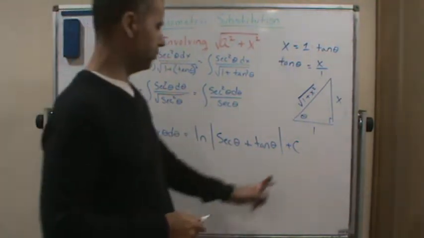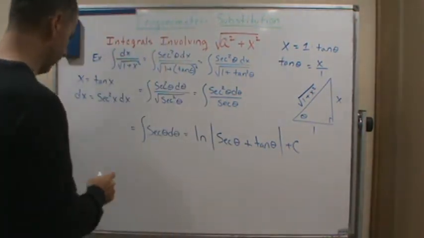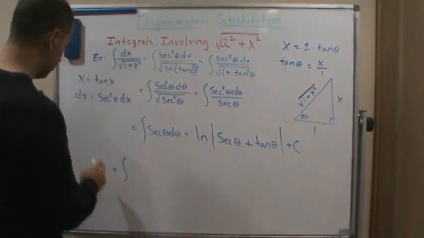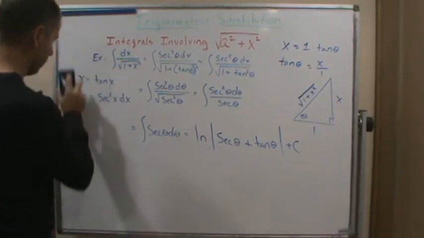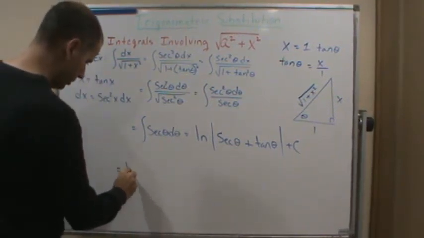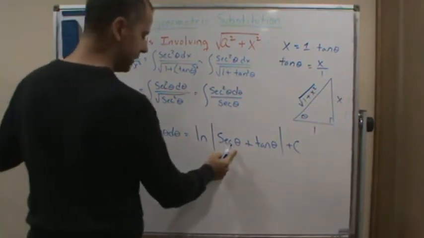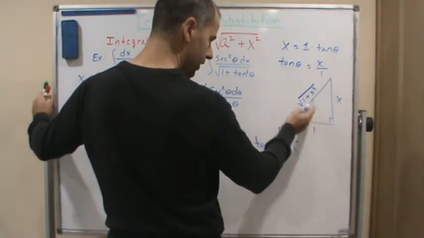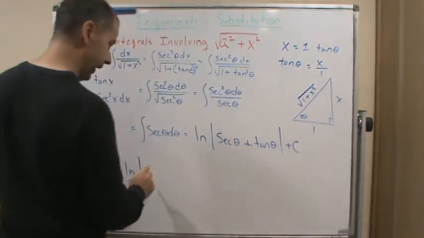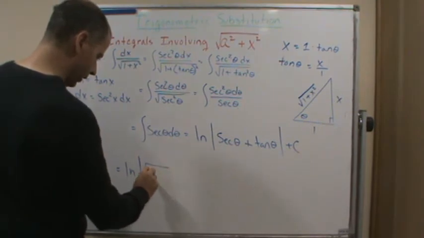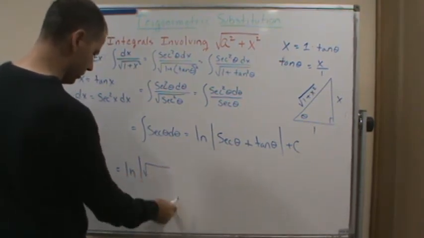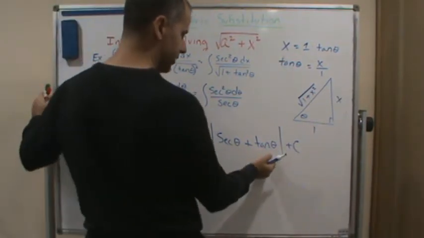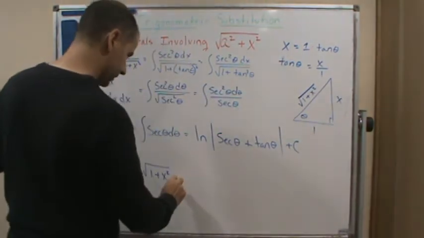So now all we have to do is use our reference triangle and put it back in. So this equals the natural log of the absolute value of, well, secant is 1 over what? Cosine. Cosine is adjacent over hypotenuse, so secant is going to be the reciprocal of that. That's the square root of 1 plus x squared. And of course, tangent is opposite over adjacent, which just gives us x.